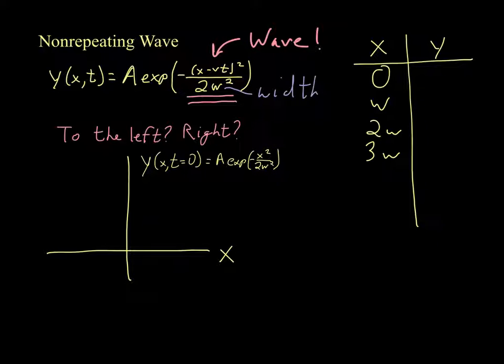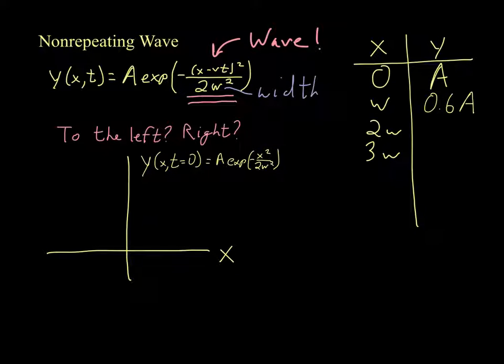So the exponent, when x equals 0, will equal 0, since 0 squared divided by anything is still 0. So the exponential part will equal 1, which means y is just the amplitude a. For x equals w, we get w squared over 2w squared. And e to the minus 1/2 is 1 over e to the 1/2, which is 1 over the square root of e. And that's about 0.6. So I'm just going to write 0.6a into that part.